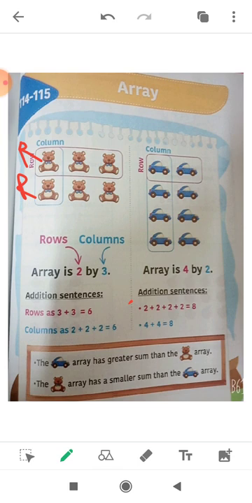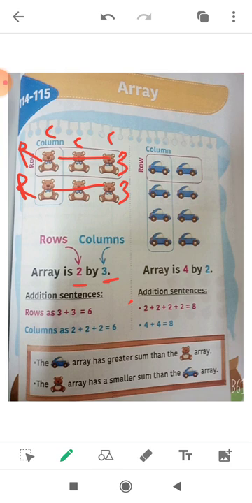How many rows? I've got 2. How many columns? 1 2 3. I've got 3. In each row I have got 3. So the addition sentence is 3 plus 3, so it equals 6. If I count the elements, the teddy bears I have, I will find 6. So the answer will be 6.